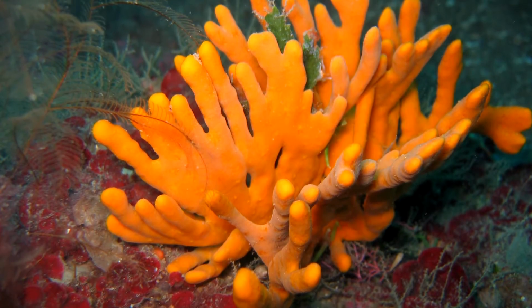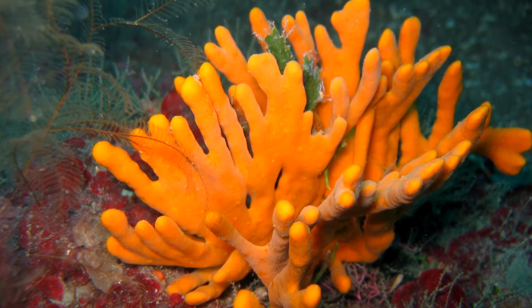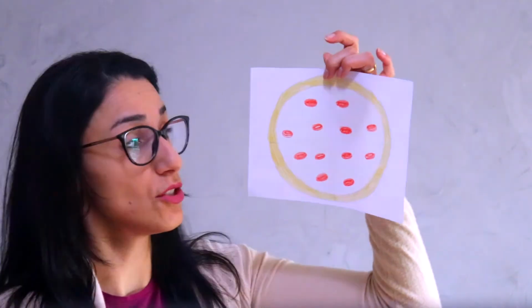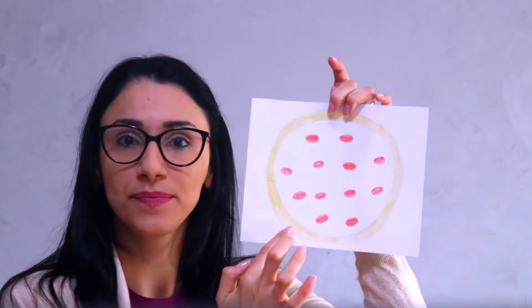But not everything has this type of symmetry. Some have no symmetry at all, like sponges. They are asymmetrical. Another common type of symmetry is radial symmetry, in which an element can be divided equally about a central point, much like a pizza cut into equal parts.